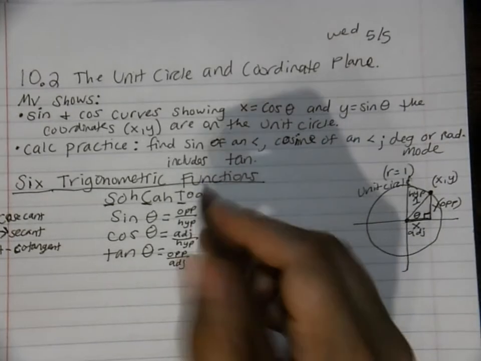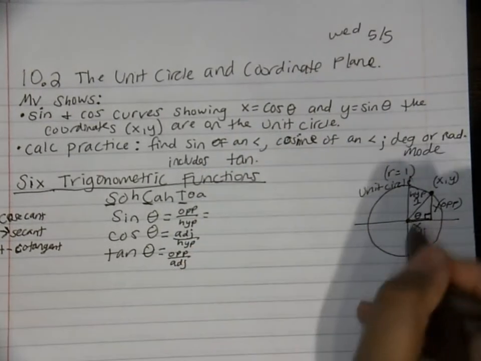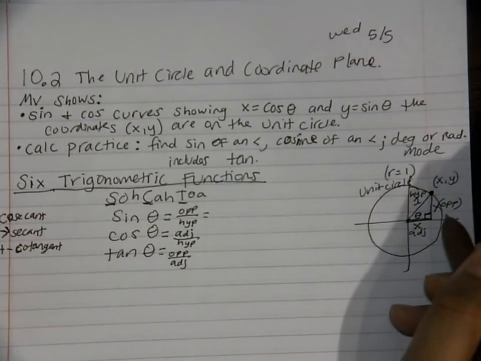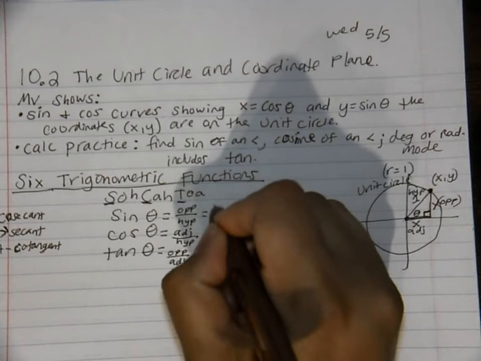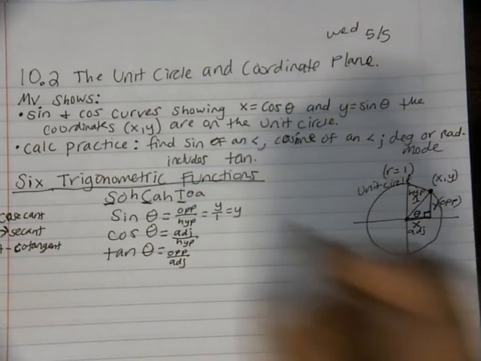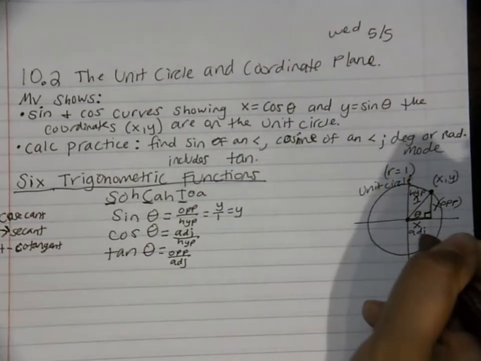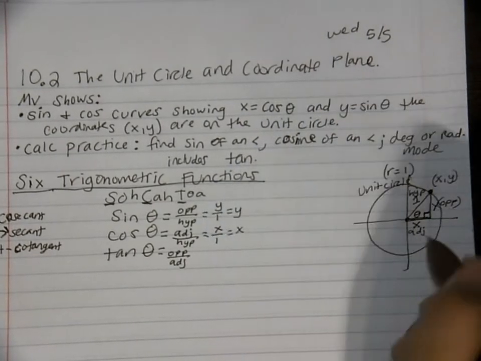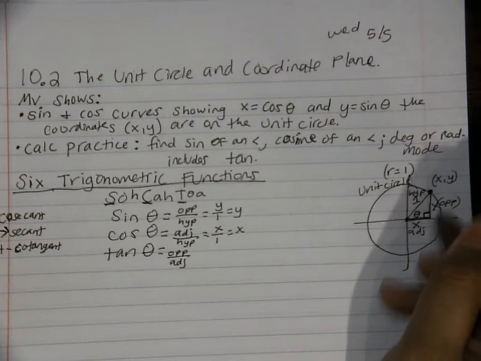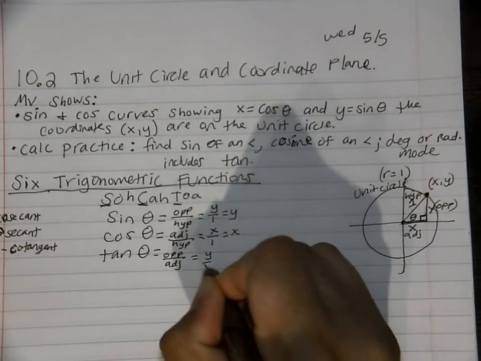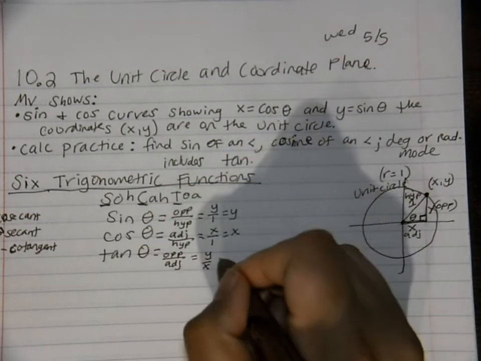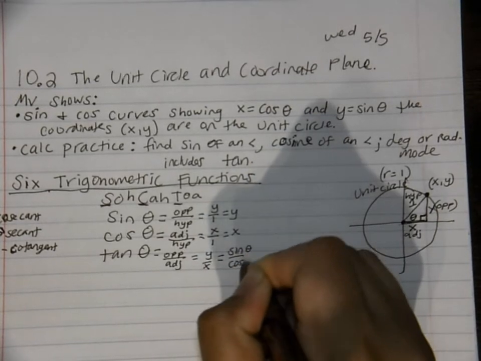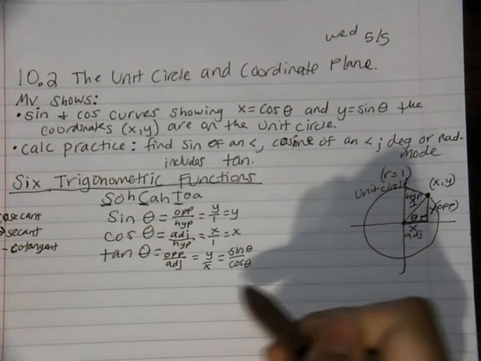Now I can even use those letters and numbers, x, y, and 1, and kind of find an answer here. So opposite over hypotenuse would be y over 1, which is really just y. And adjacent over hypotenuse would be x over 1, or x. And then opposite over adjacent is y over x. Now tangent is also referred to as sine over cosine, theta for both of those. So that's just another way of writing it.